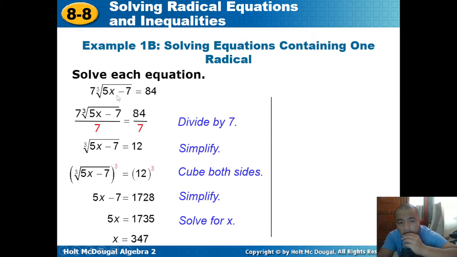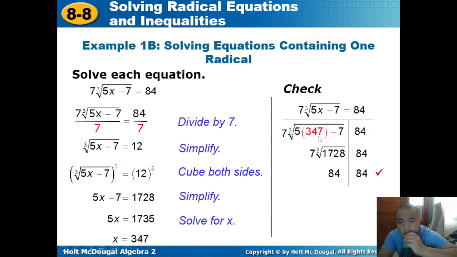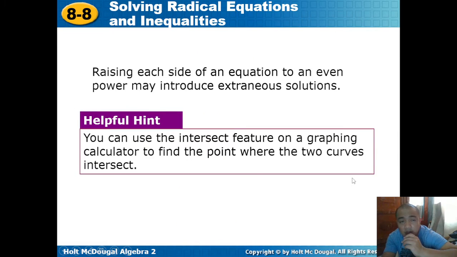For x equals 347. Then substitute. We're checking. 5 times 347 minus 7 is 1728. Cube root of 1728 times 7 is 84. 84 equals 84. So raising each side of an equation to an even power may introduce extraneous solutions. Helpful hint: you can use the intersect feature in a graphing calculator to find the point where the two curves intersect.